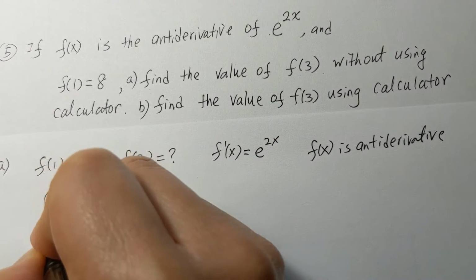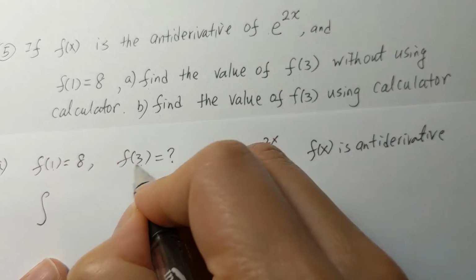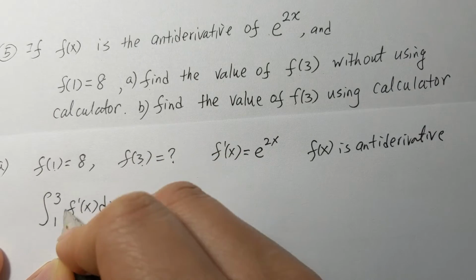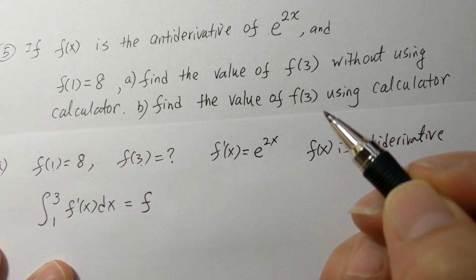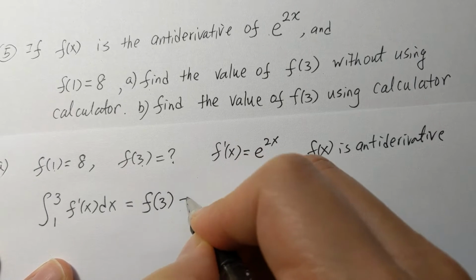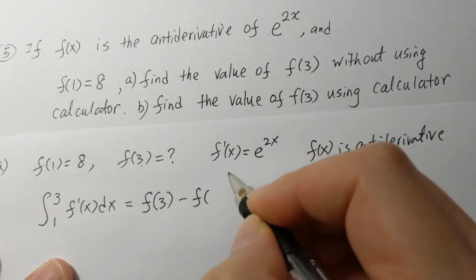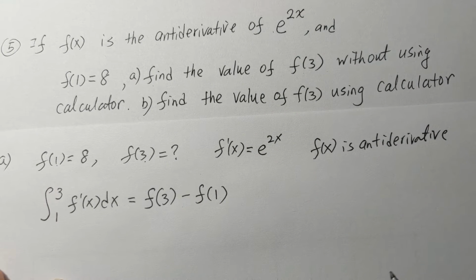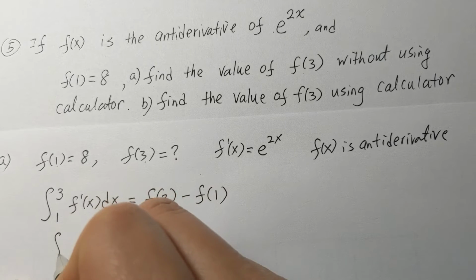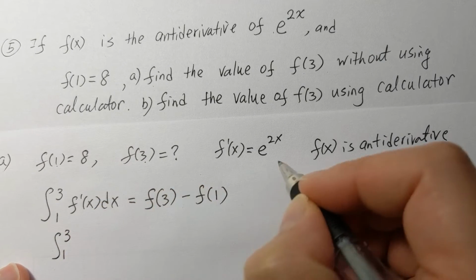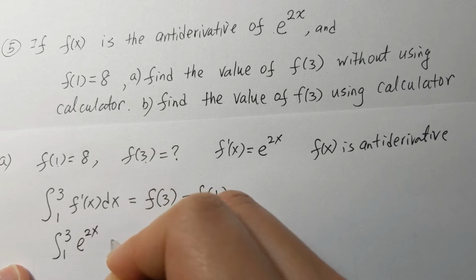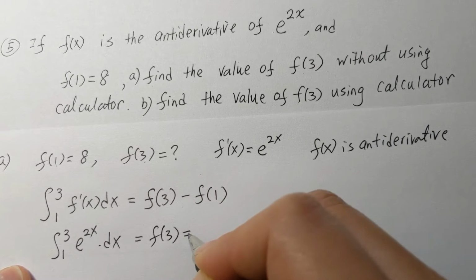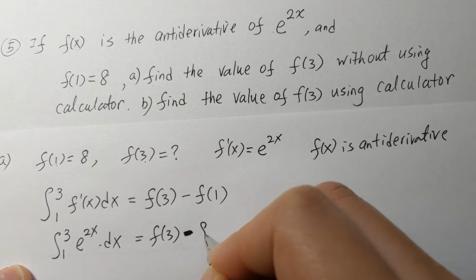Then we are going to use the integral from 1 to 3 of f prime of x dx. Then the antiderivative will be f, so f of 3 minus f of 1. So we got the structure we want. We're almost there. So now we're going to add 1 to 3, e to the 2x dx, and we have f of 1 equal to 8.